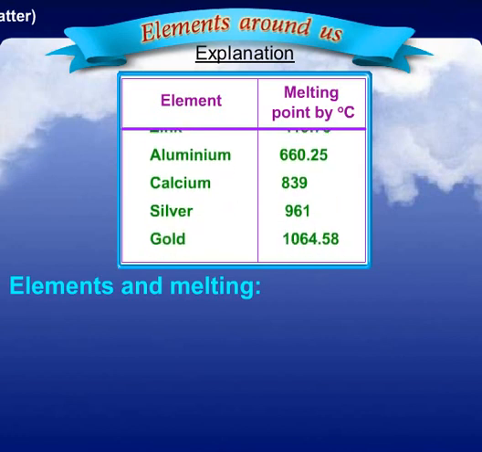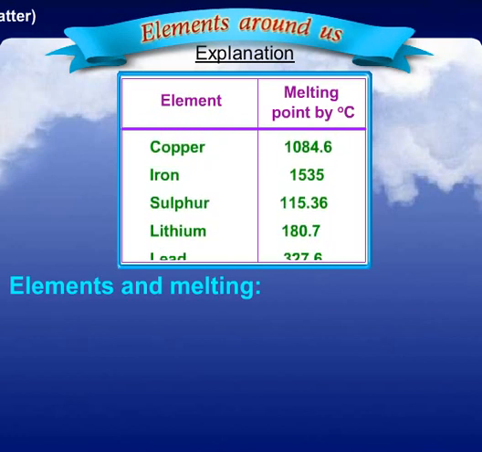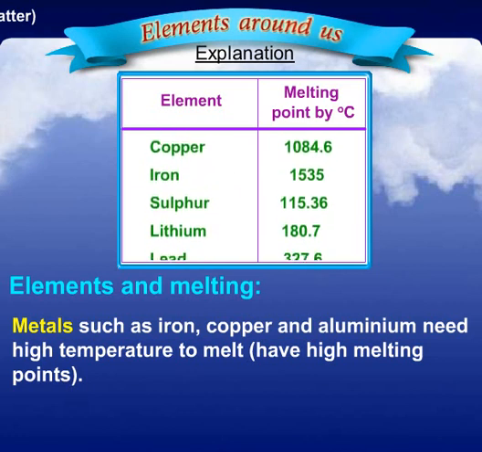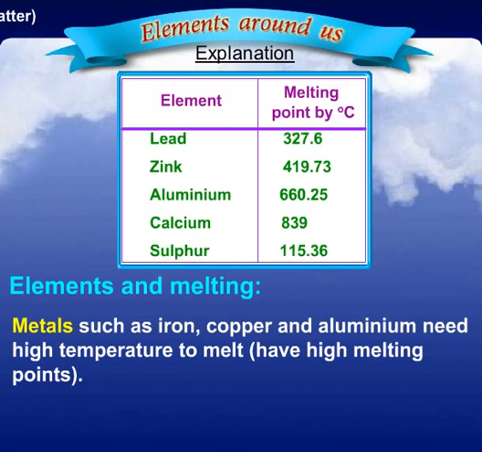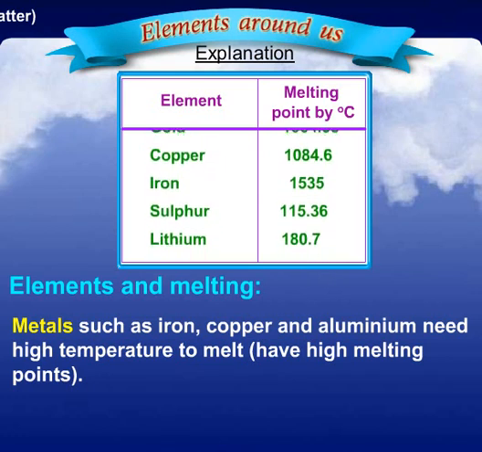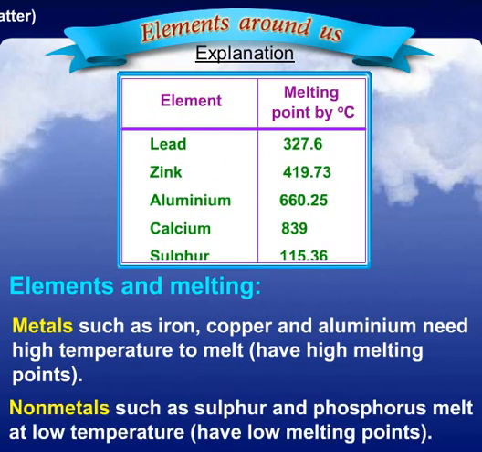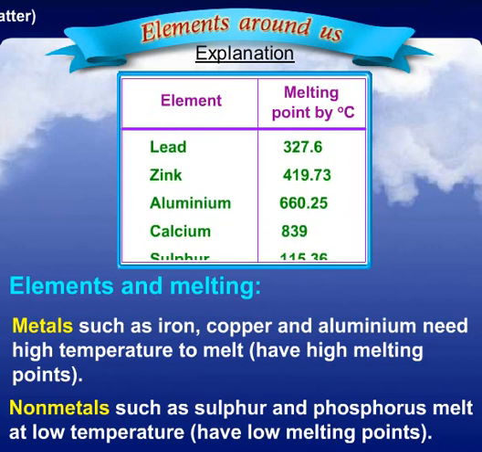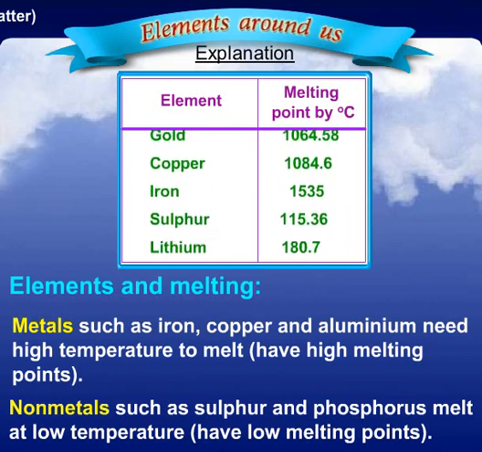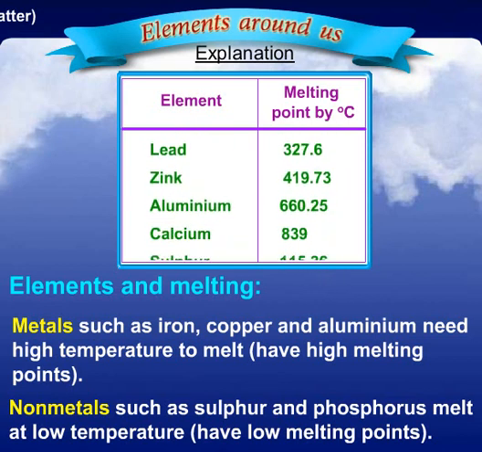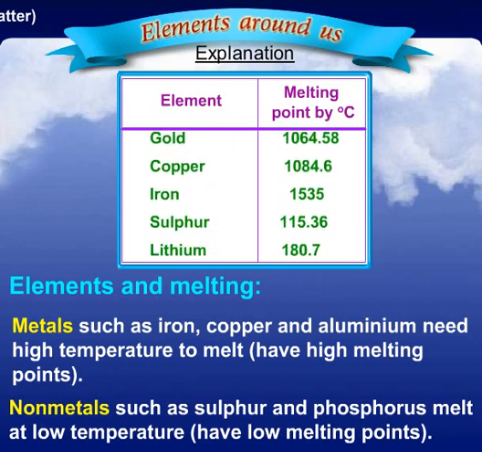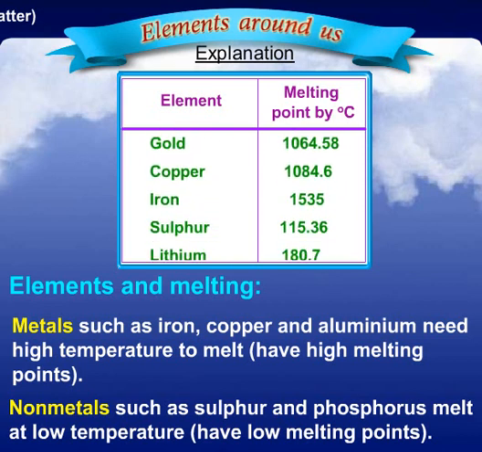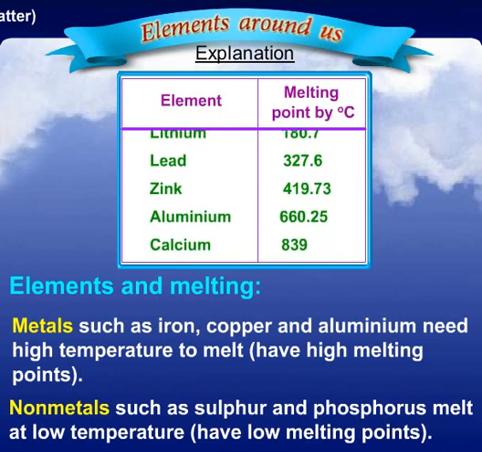Elements and melting. Elements are different from each other in their melting point. Metals such as iron, copper, and aluminum need high temperature to melt, have high melting points, while nonmetals such as sulfur and phosphorus melt at low temperature, have low melting points. The table in front of you shows the melting points of some elements: aluminum, silver, gold, copper, calcium, zinc, iron, lithium, lead, and sulfur.